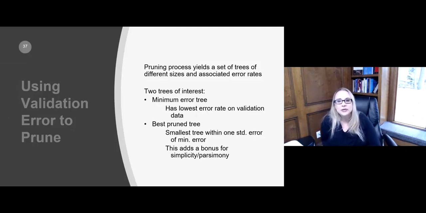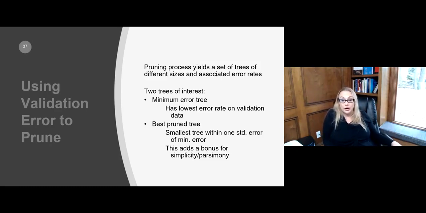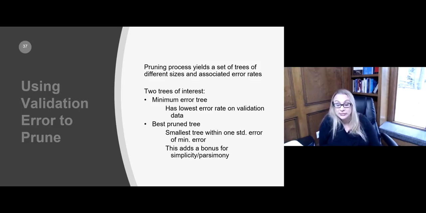The pruning process is going to yield a set of trees of different sizes and associated error rates. And then typically there are going to be two trees of interest. One is the minimum error tree, which has the lowest error on the validation data. And then the best pruned tree, which is the smallest tree within one standard deviation of the minimum error. This adds a bonus for parsimony. So basically looking at the minimum and then what is within one standard deviation error of that minimum, and then selecting the tree that has the best optimal solution.